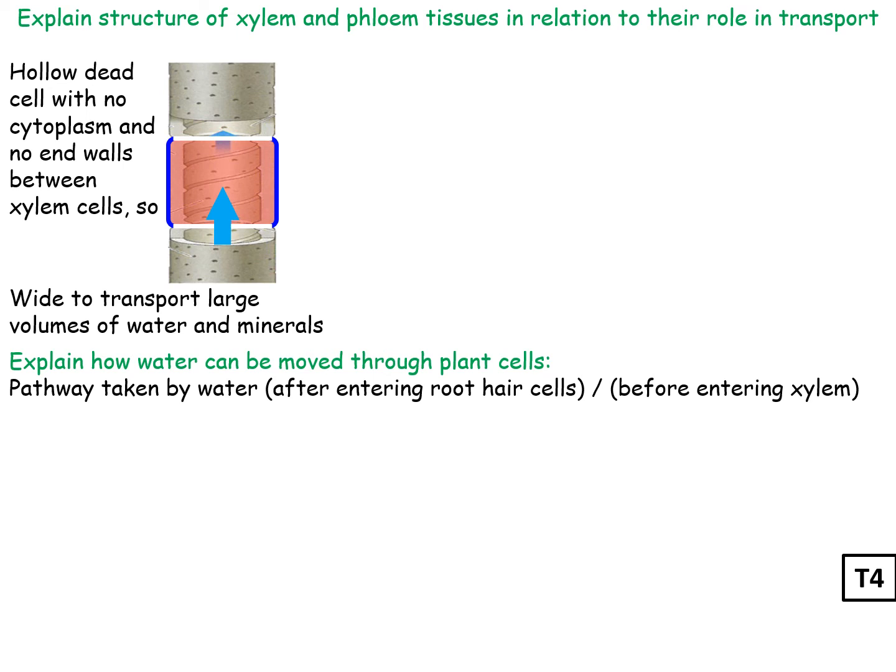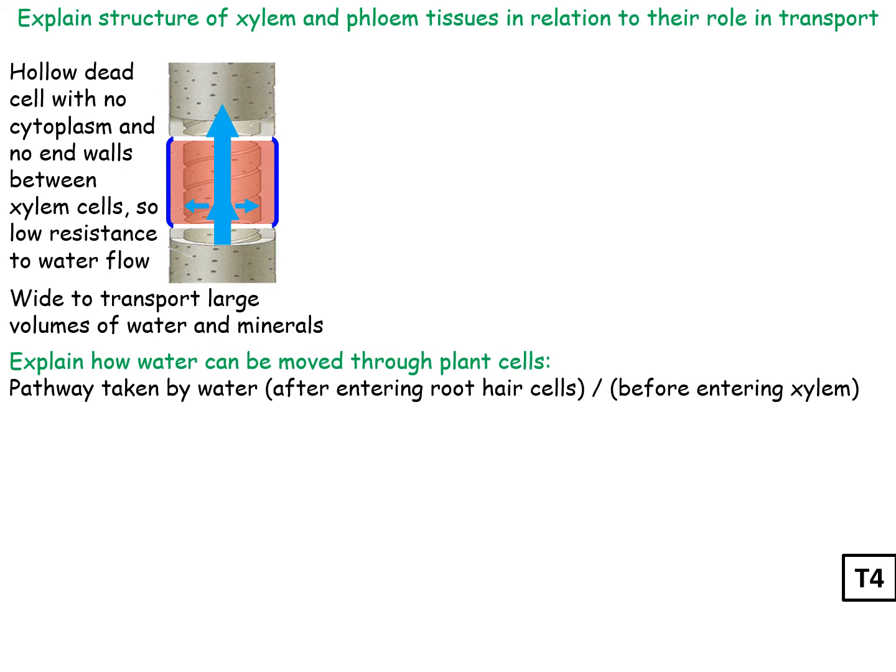And the whole point of having no end walls between the xylem cells and making them hollow means that more water can clearly flow through. That means you're reducing the resistance of the flow of water. So there is a low resistance to water flow due to the fact that they're hollow and there are no end walls between the xylem cells.